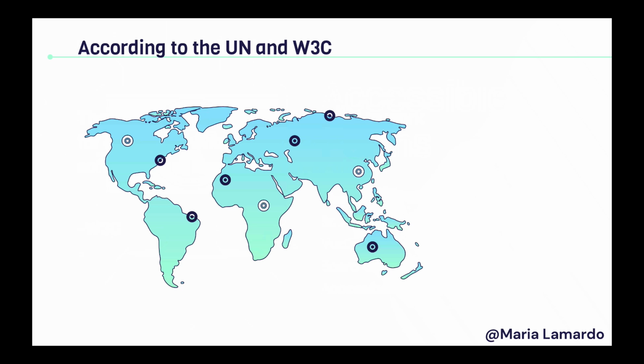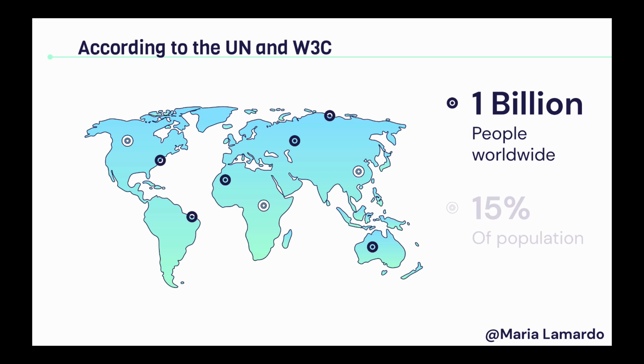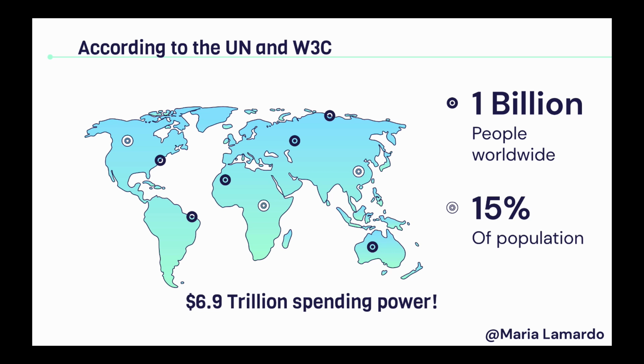According to the UN and the W3C, there are over 1 billion people worldwide who live with a disability. That makes up about 15% of the world's population. And they have a total of $6.9 trillion of spending power.